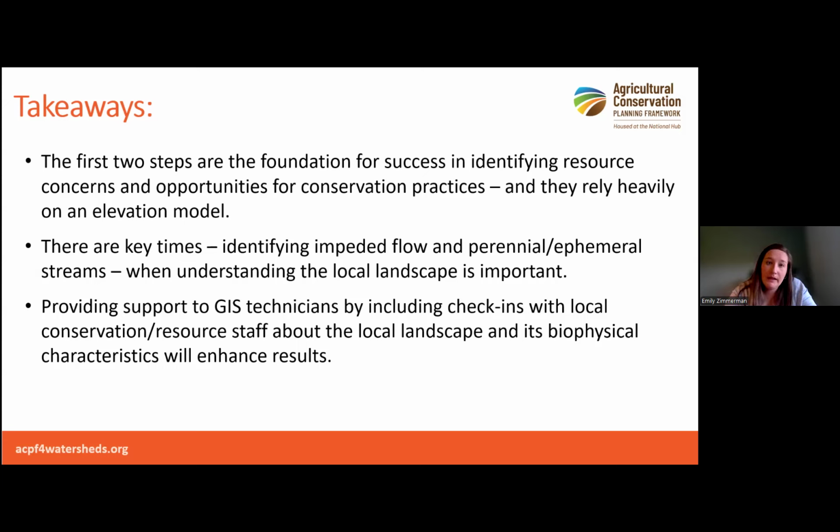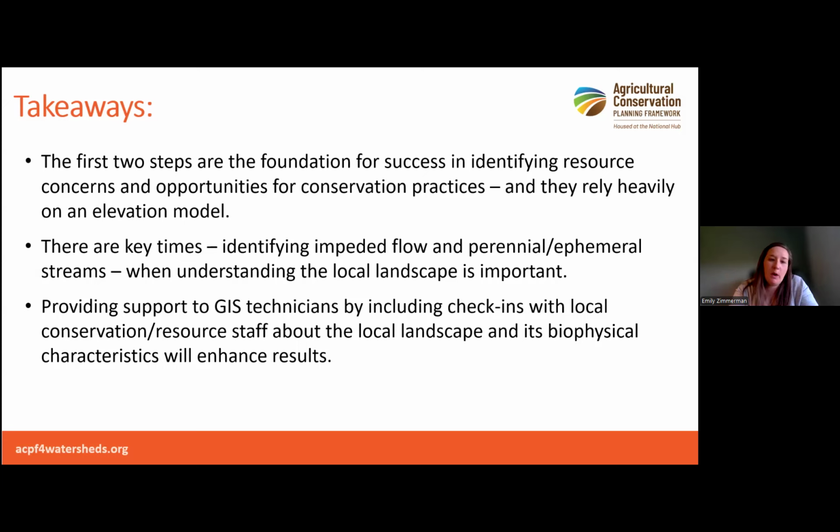And again, there are really key times in the process, and I tried to touch on that as I was talking there, namely where we're hydromodifying and correcting flow, and where we're identifying perennial and ephemeral streams. When doing this, make sure that it's not only the GIS technical knowledge, but also the knowledge of the local landscape that are informing each other, so that water is flowing in the right places on the landscape at the right time.